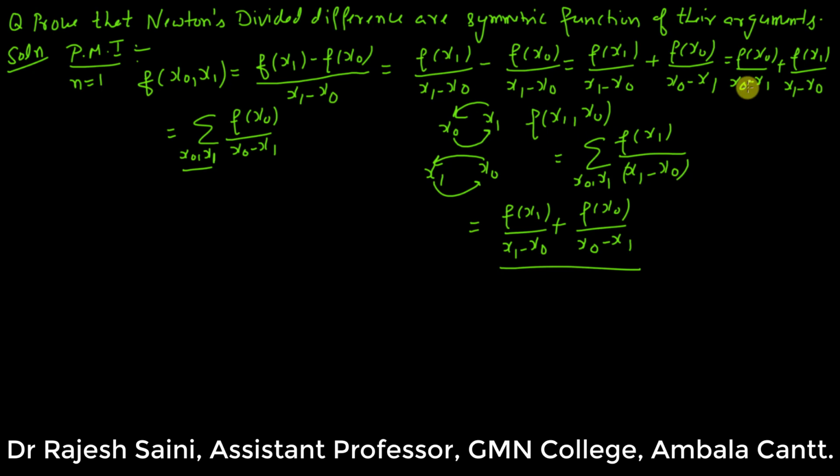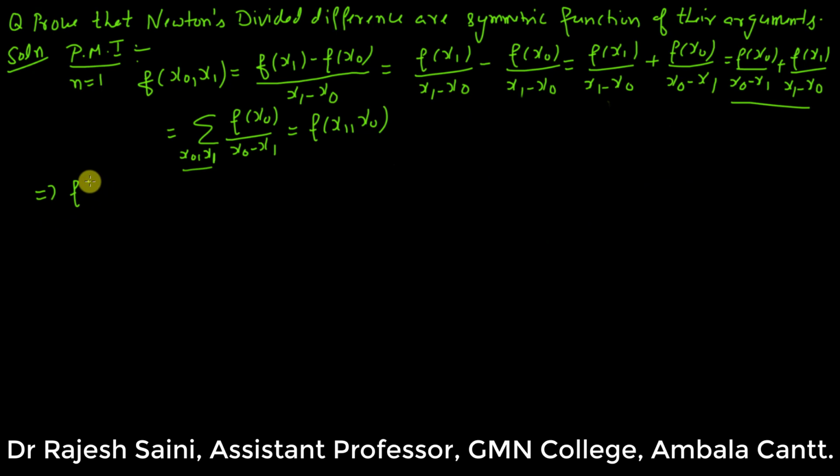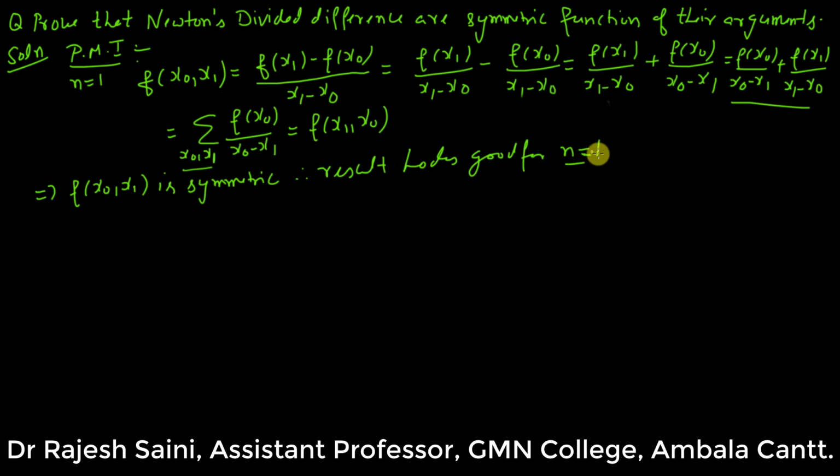Is it the same as this one? Yeah, please tell me. This is the same. So we can say that this is nothing but equal to f of x0, x1, which implies f of x0, x1 is a symmetric function. Therefore the result holds good for the first order divided difference, that is n equal to 1.